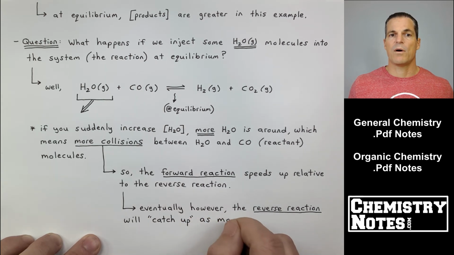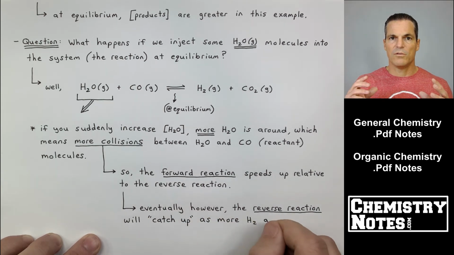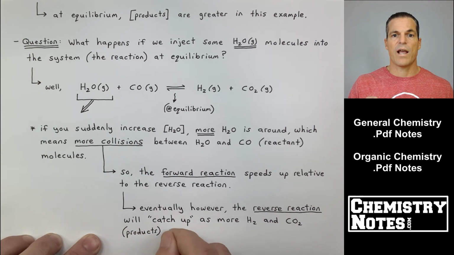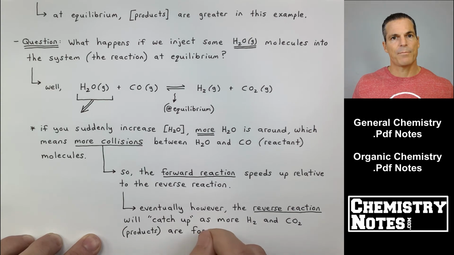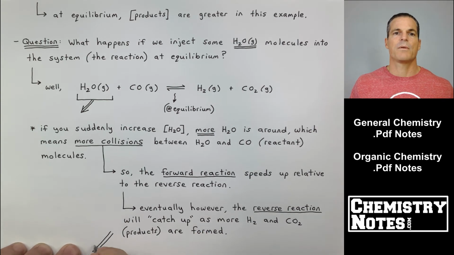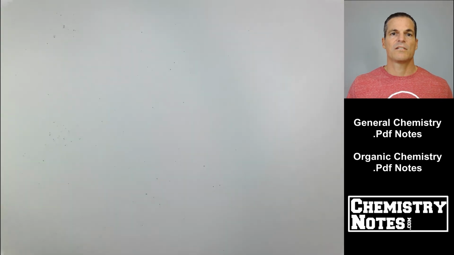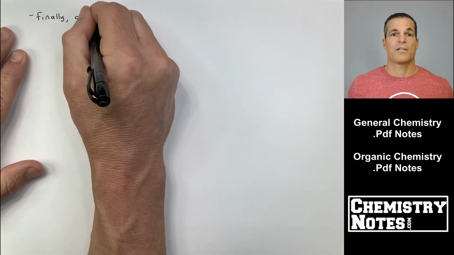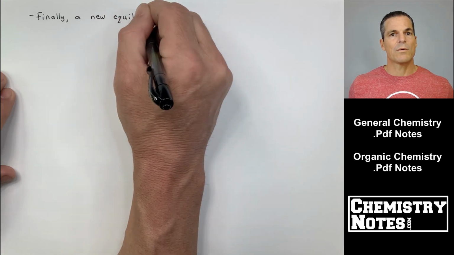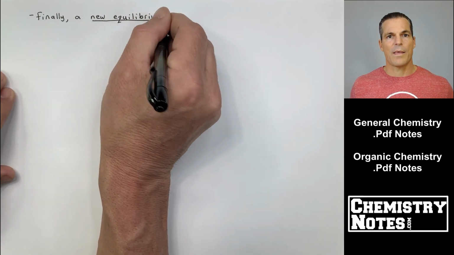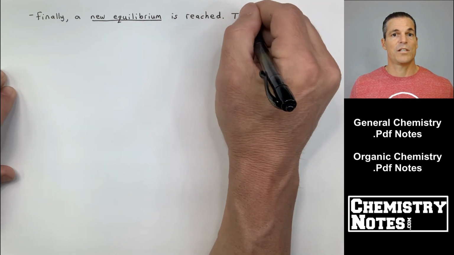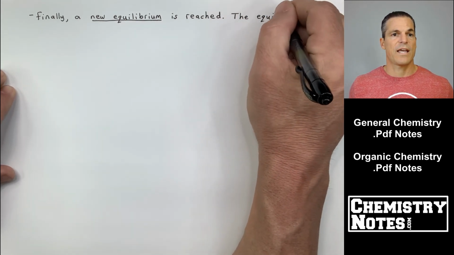What do I mean by that? Well, when you have more water molecules all of a sudden as a reactant and the forward reaction speeds up, you're building up products, which will eventually catch up, and then the reverse reaction is again going to equal the forward reaction. However, we have a new equilibrium now, don't we, where the product concentration is even higher than it was before we injected the H2O gas.